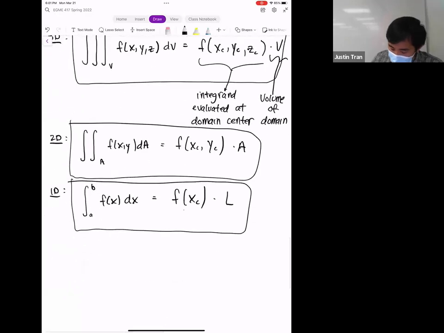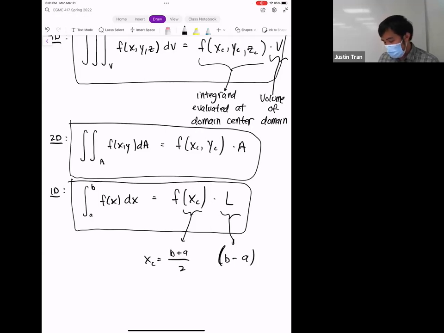This xc right here is the centroid, which is just the midpoint between b and a, so it's going to be (b plus a) divided by 2. The length of the domain is the length over which we're integrating, so the length here is just b, the upper bound, minus a, the lower bound.